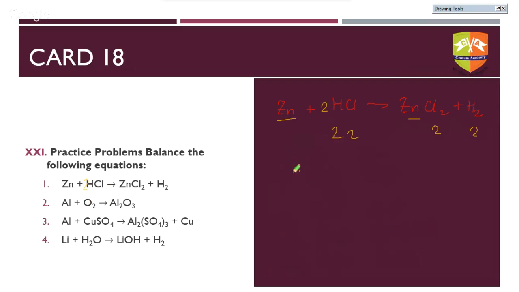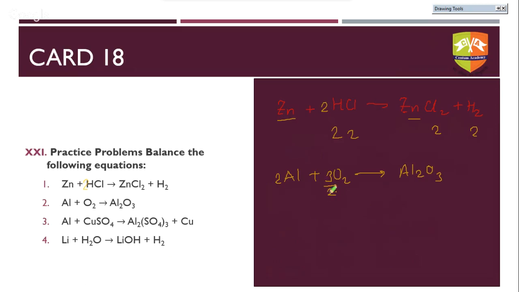Let's look at Al plus O2 giving Al2O3. Okay, so Al plus O2 gives Al2O3. Now in this scenario, I need 2 aluminum, so I'm going to just put in 2 here. There are 2 oxygens here and 3 here. Basically, I need this as 3 by 2. But the moment I do this as 3 by 2, it's actually in the fractional form.